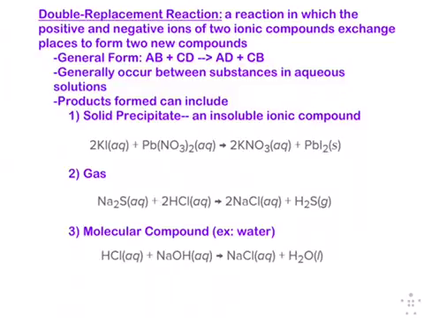This generally will occur between substances in aqueous solutions. You can produce a solid precipitate. That means that the solid is not soluble. That means it cannot dissolve in the liquid, and you will get a solid. We will discuss this more in a couple of chapters. You can get a gas that is produced, and you can also form a molecular compound. Your most likely one will be water. Again, I'm not too concerned about the states of matter here versus your ability to identify that this is a double replacement reaction.